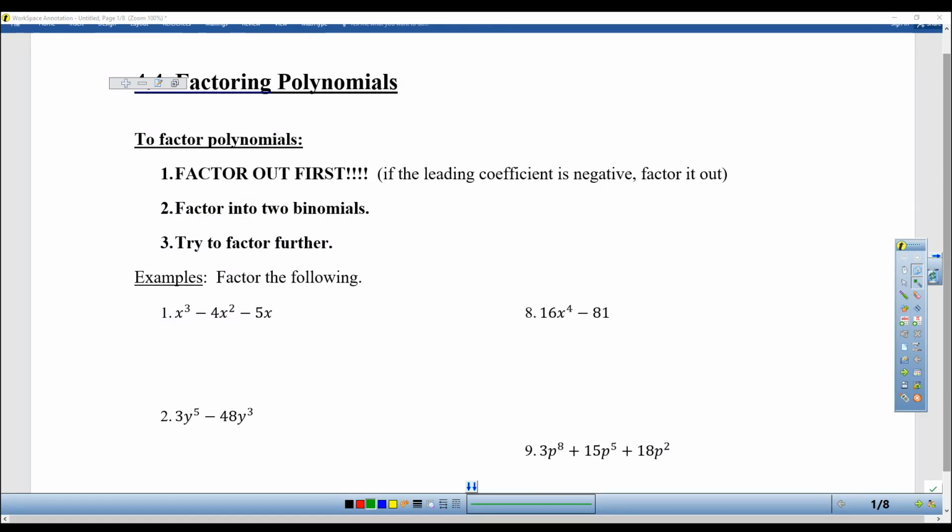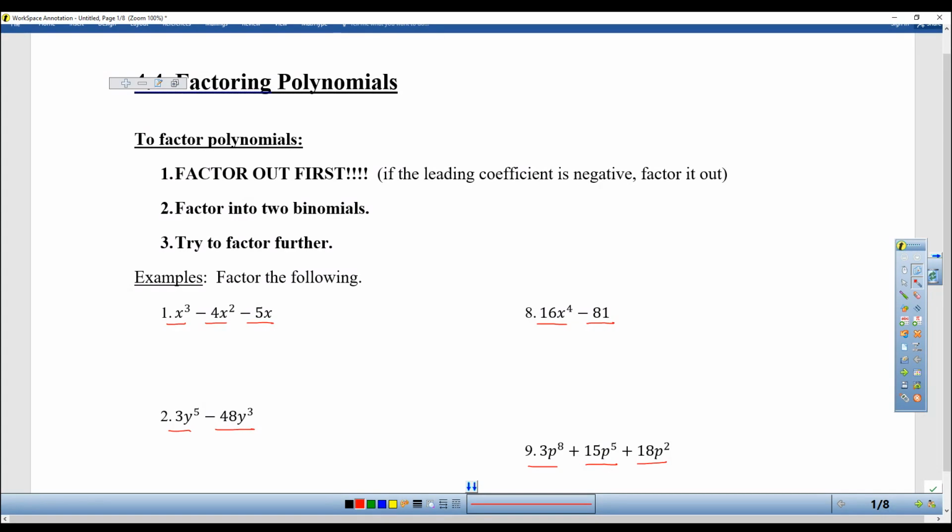So there's three main steps for factoring. The first is to factor out anything that they have in common. So if you look down at number 1, all three terms, remember that a term is anything that is separated by a plus or a minus. So there's 3 terms here. This has 2 terms. This has 2 terms, 3 terms. Anything separated by a plus or a minus.